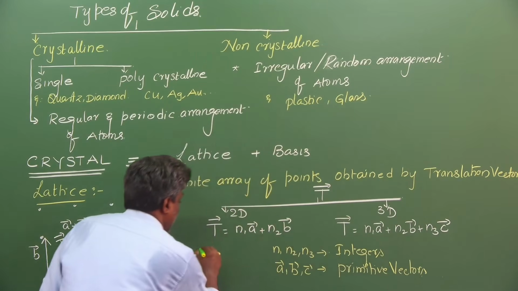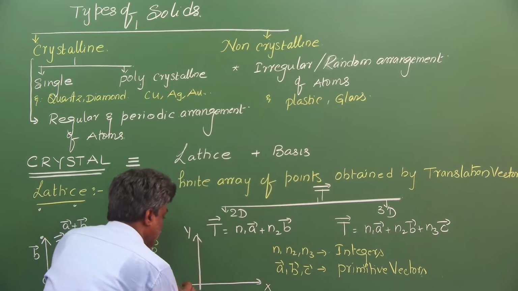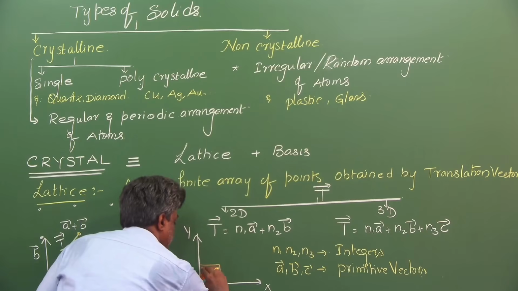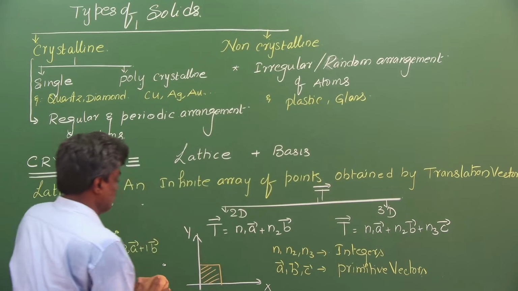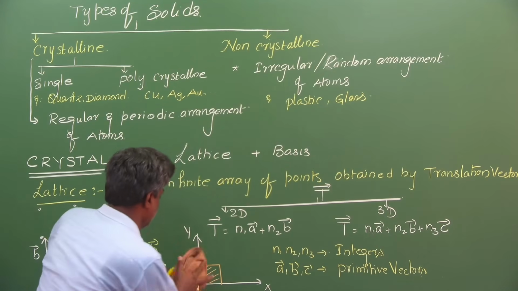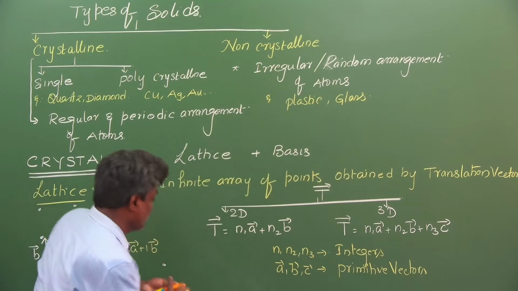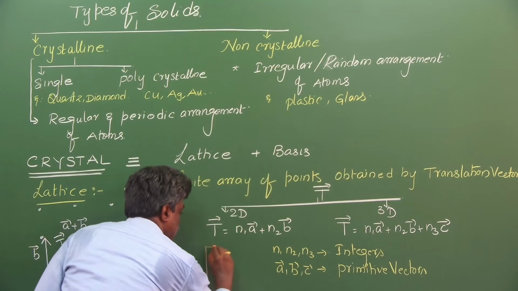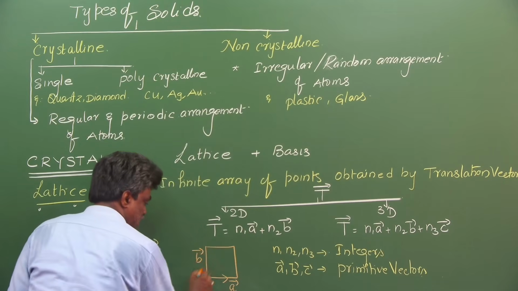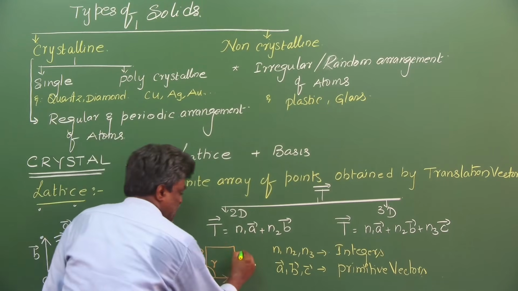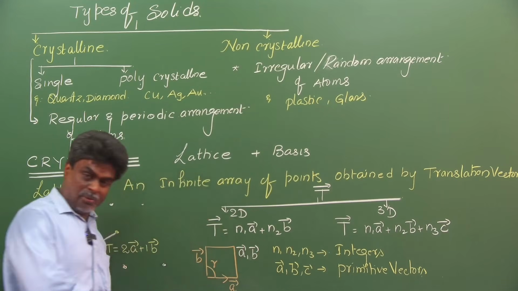For example, if you are in 2 dimensions, this is the x-axis and y-axis. If it is 2 dimensions, we can take the example of a square lattice or a rectangular lattice. This is a bar and this is b bar and this is gamma. So we can say here a bar and b bar are primitive vectors.